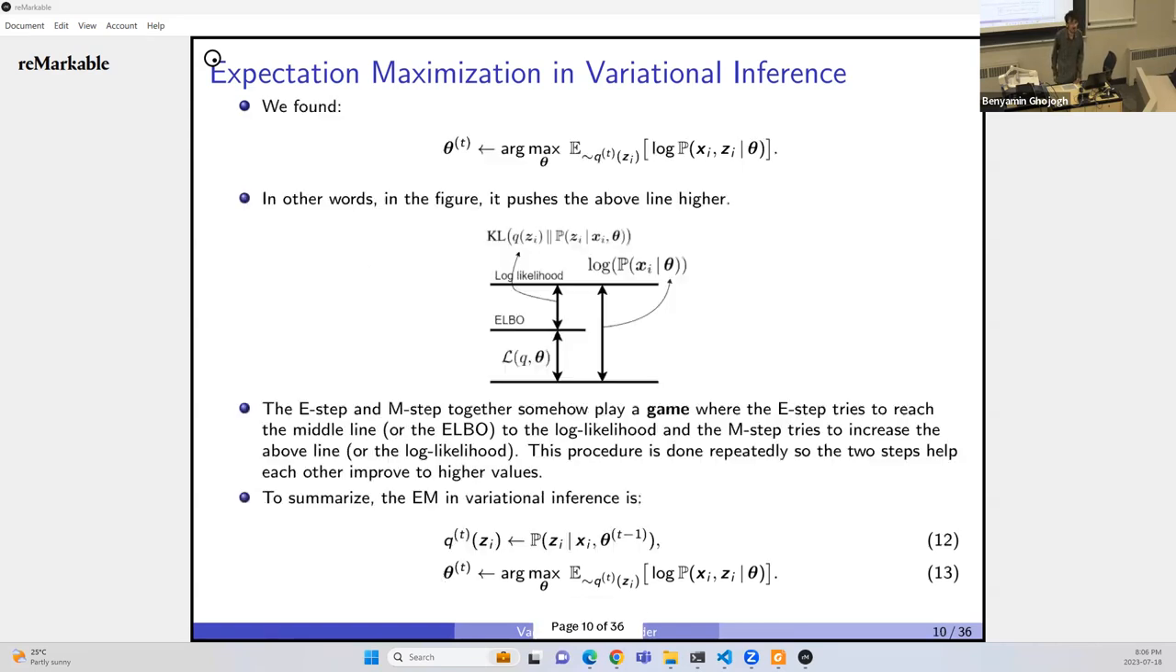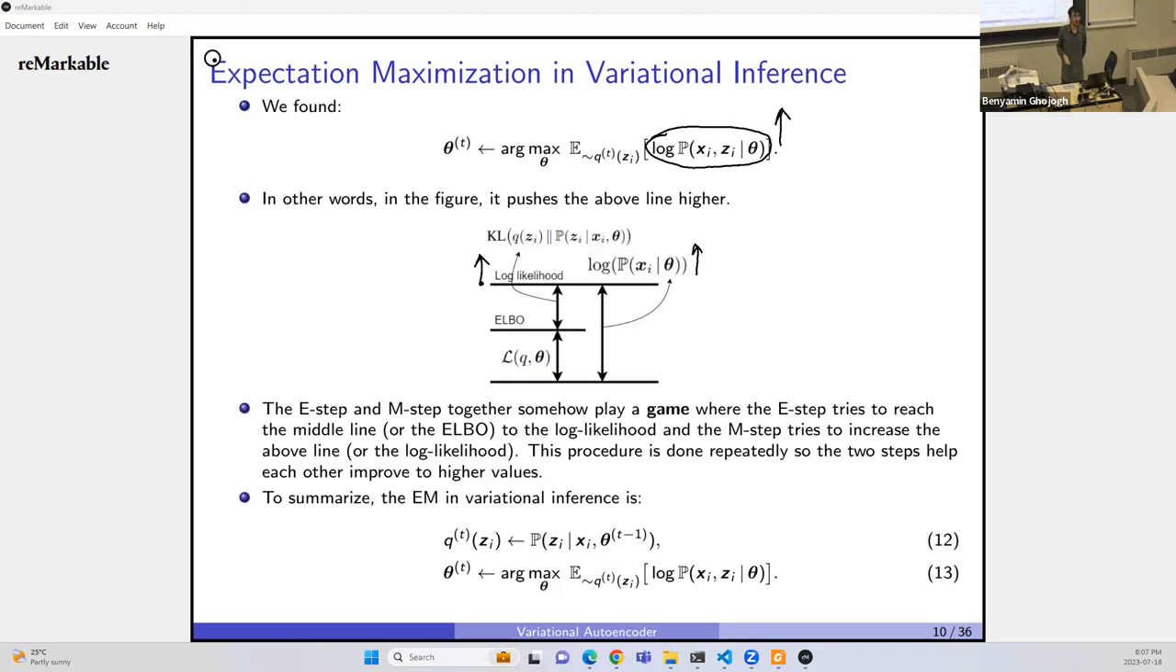Let's analyze it now. What does this do? It maximizes the expectation of this logarithm. And what is this logarithm? The logarithm of P of xi and zi given theta. When you are increasing this, it's like you are increasing the logarithm of P of xi given theta. Therefore, you are pushing this likelihood above.